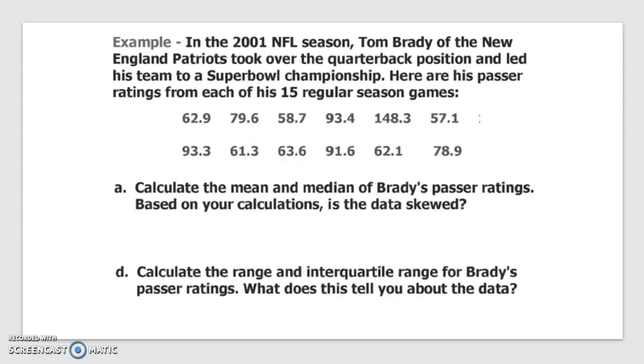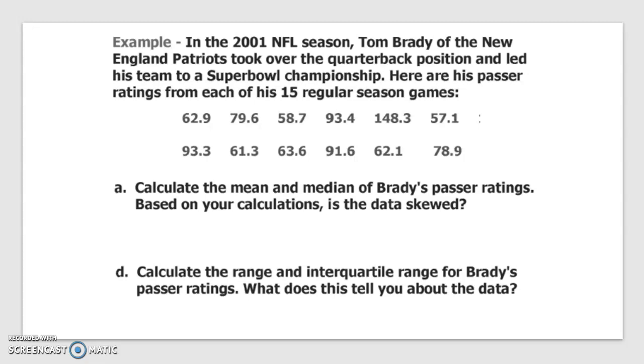All right, so here we go. Good example, 2001 NFL season. Tom Brady and the New England Patriots took over the quarterback position and led his team to a Super Bowl championship. Here are his passing ratings for each of the 15 regular season games. Calculate the mean and median of Brady's passer ratings. Based on your calculations, is the data skewed? Then calculate the range and interquartile range for Brady's passer ratings. And what does this tell you about the spread of the data?